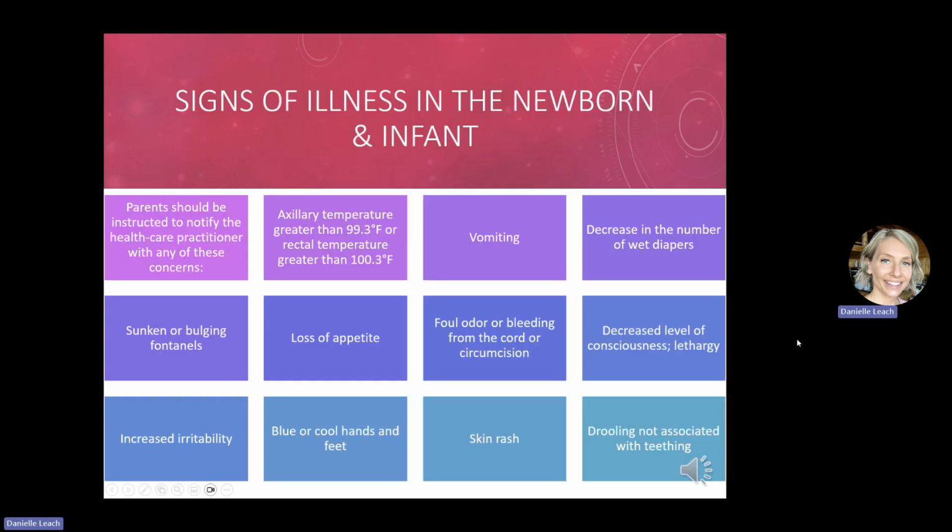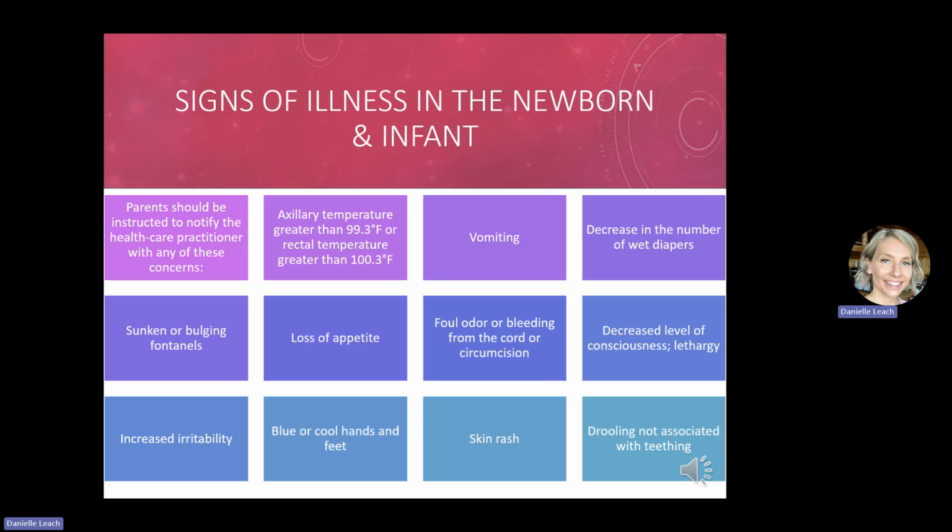We can also educate parents about signs of illness in the newborn and infant and when they should contact the pediatrician or even perhaps take them into the ER or urgent care or pediatrician's office. So they should be taught how to take a temperature. If it is a fever, then they may want to call the pediatrician, depending on how high it is. If the infant has any symptoms such as vomiting, and vomiting meaning throwing up good amounts of formula or breast milk. So not little spit ups, which are normal, but actual vomiting.